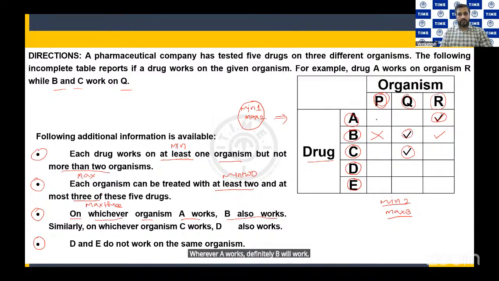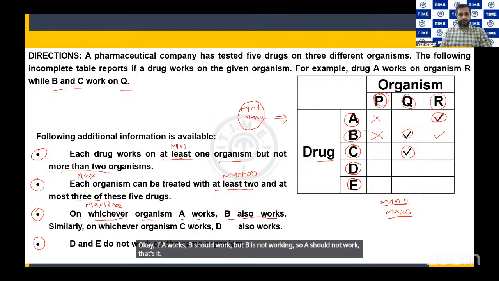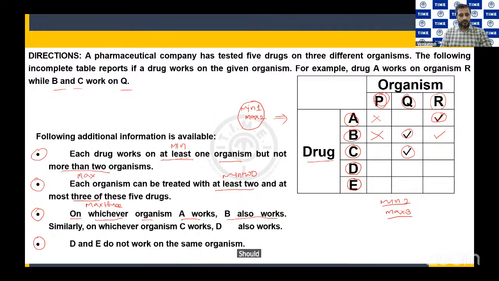B is not working here, which means A will not work here, because if A works, B should work. This is a smart approach. If A works, B should work, but B is not working, so A should not work. That's it. Right. Either both A and B should be together, or A and B should both not be. That's it. Right. Next, what is given?